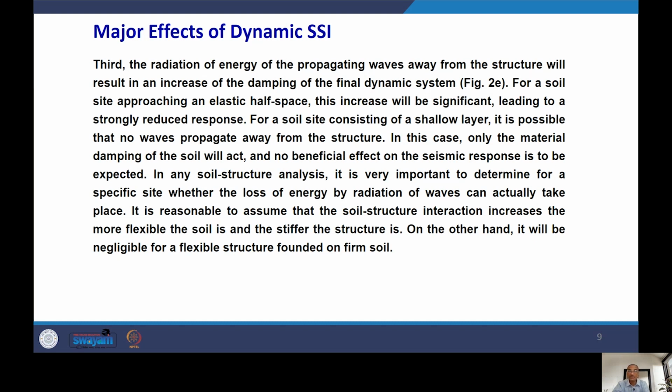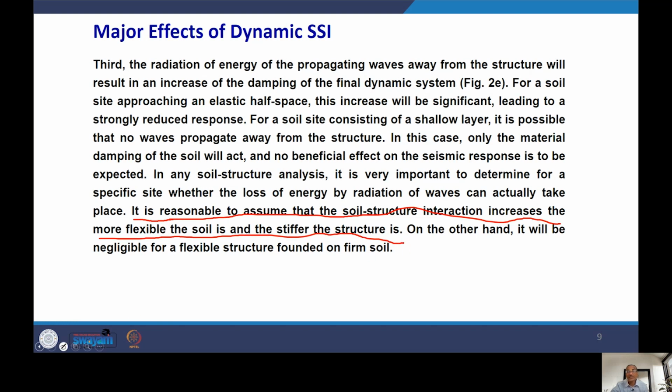It is reasonable to assume that the soil structure interaction increases the more flexible the soil is and the stiffer the structure is. So this is a very important statement here. Let me point it out. It is reasonable to assume that the soil structure interaction increases the more flexible the soil is and the stiffer the structure is.